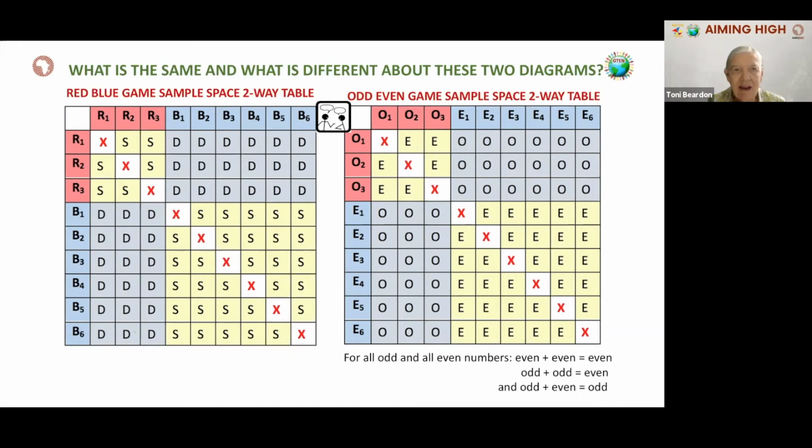Now then, what do we notice about the number of outcomes of each type, and whether this makes it a fair game? So how many are coloured yellow there, where it's either the same or even? And how many odd numbers are there? How many even numbers? How many red cards? How many blue cards?